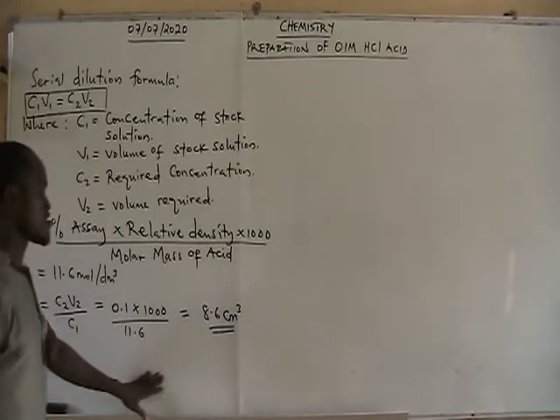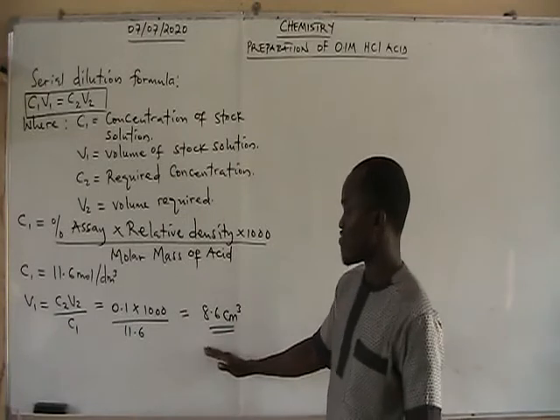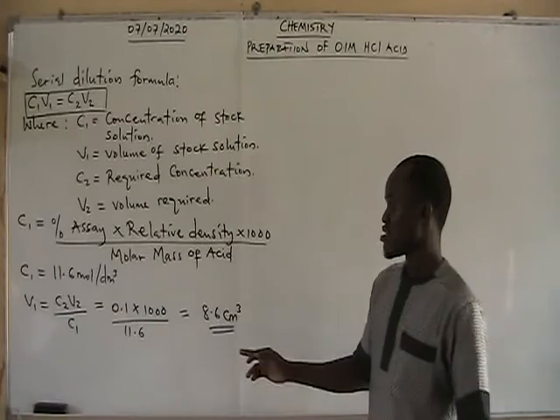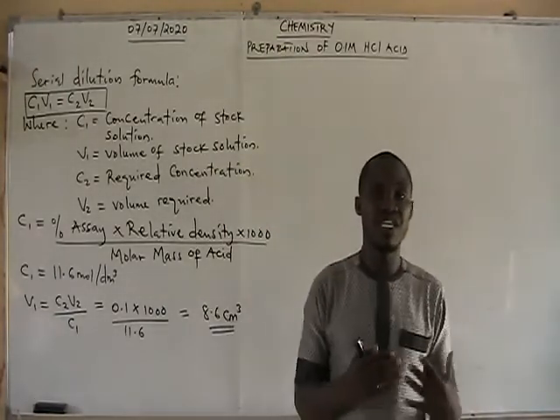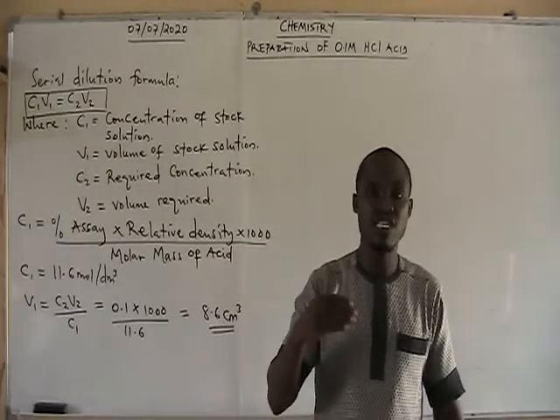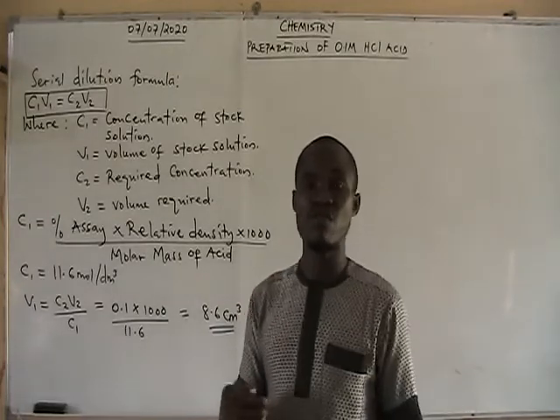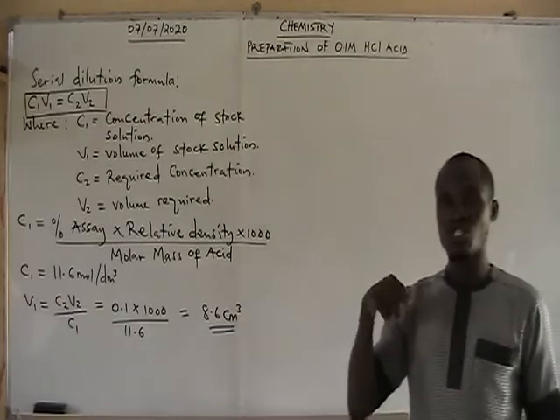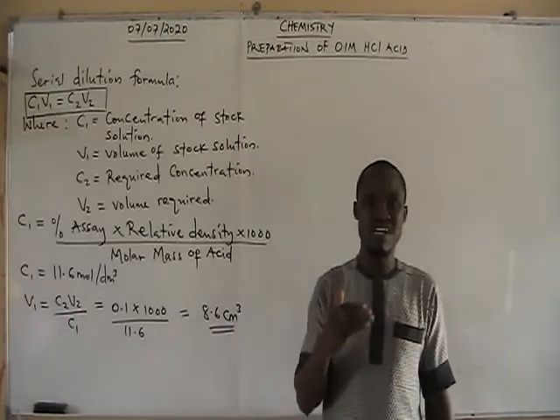What you do next is carefully use your measuring cylinder to obtain this particular volume of the concentrated acid, which is the stock solution. Transfer it into a 250 ml beaker containing water already. While pouring the acid into water, be careful because the reaction is highly exothermic. Carefully, bit by bit, you transfer the whole acid into the 250 ml beaker, making sure that you rinse the measuring cylinder so that no acid remains.